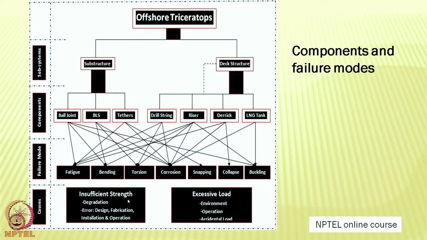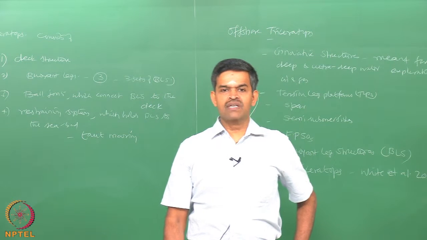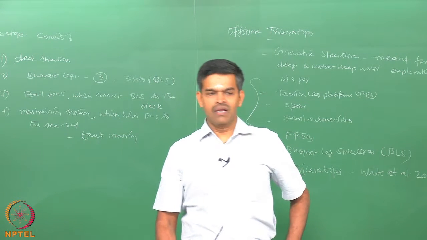So, there are two systems here, one can come from the strength insufficiency, other can come from excessive loads. It can be due to degradation of material, it can be due to error in design, fabrication, installation and operation, whereas excessive load can come from the environment, it can be wave load, it can be current, it can be seismic loads, it can be wind load, it can also come from excessive operations, for example sudden drop objects, etc. It can also come from accidental loads, where the impacts of vessels can cause accident loads on the BLS.